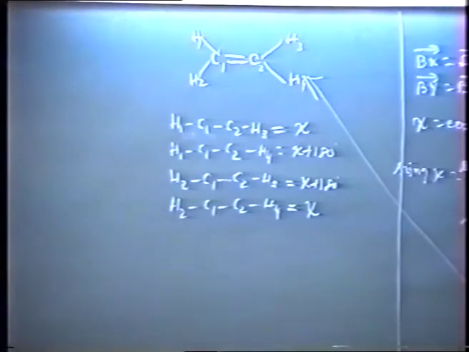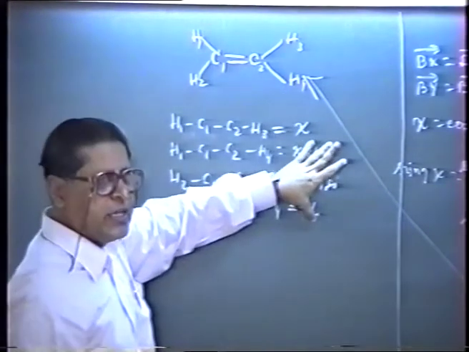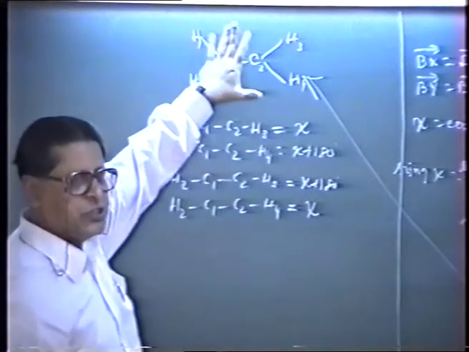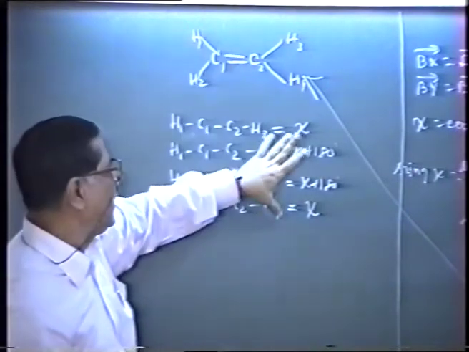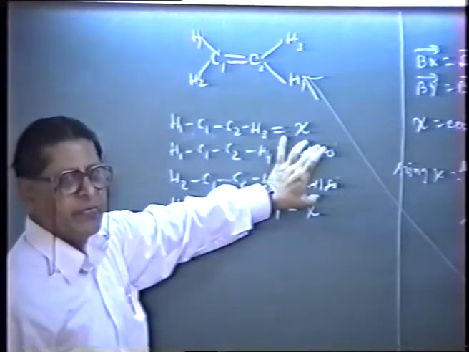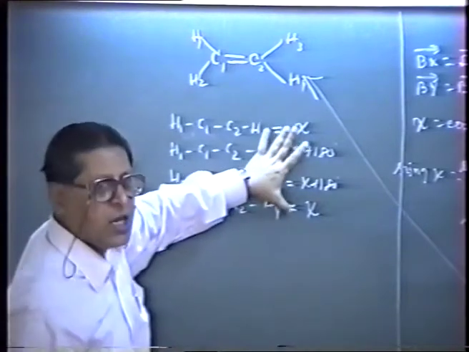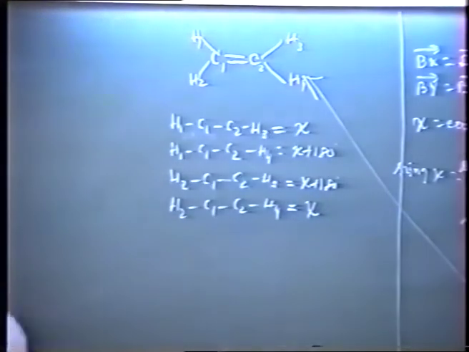So, if you know one of the torsion angles, you can know not only the 4, but also the positions: 2 of them are chi, 2 of them are chi plus 180 degrees. But this relationship does not tell you immediately whether this molecule is planar or not.